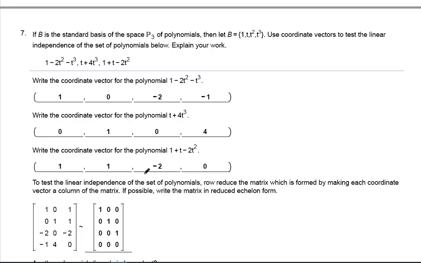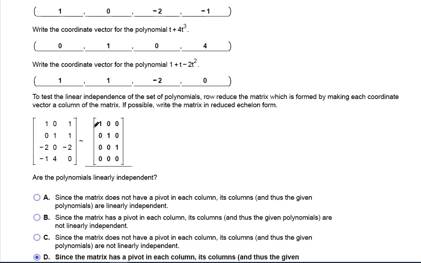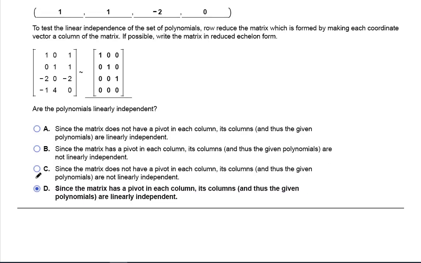We do this for all three of them. For the second one, let's see, there's no constant. That's 0. A 1 for the t. There's no squared. And I do have a 4 for the t cubed. So we do the same thing for the last one. We put them in a matrix representation of their coordinates, do row operations, and what we see is we do have a pivot position in each of the columns. So the columns are linearly independent, and so the polynomials are linearly independent.